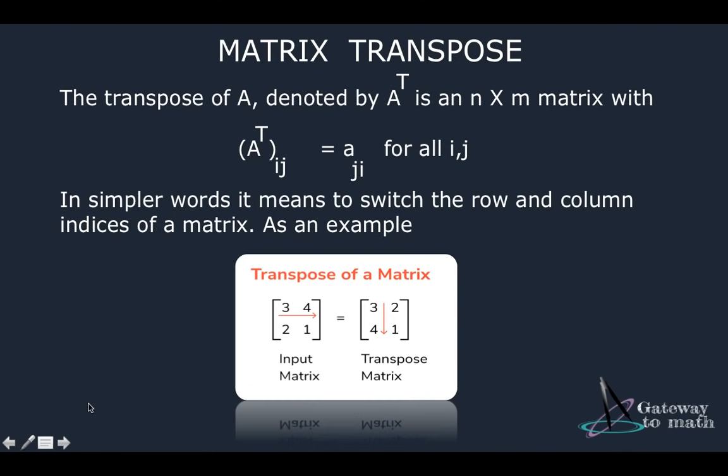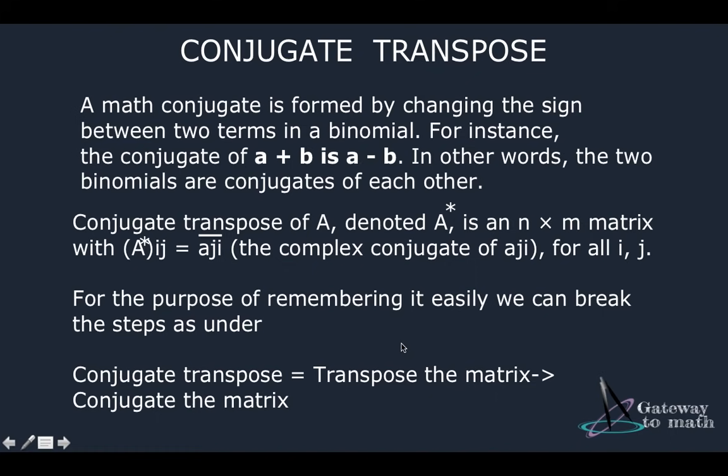So as you can see here, I have a matrix which has two rows. The first row entries are 3 and 4. The second row entries are 2 and 1. The transpose is we've just taken the row and placed it in the column. So 3 4 is now a column and 2 1 is the second column. So this is called a transpose of the matrix.